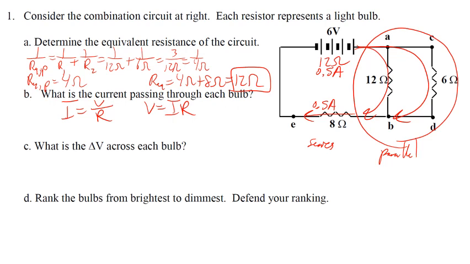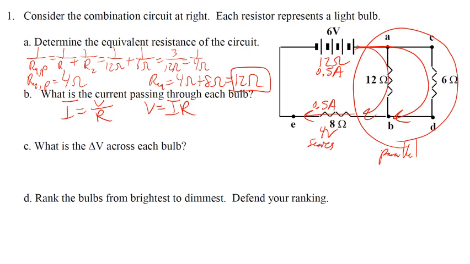Now, we can't know how to split it between the other two resistors. So we're going to start off finding voltages. We know that the voltage is current times resistance. So the voltage across this 8 ohm resistor is 4 volts. We had 6 to begin with, and now we've used 4 down here. That leaves us with 2 across the parallel resistors.